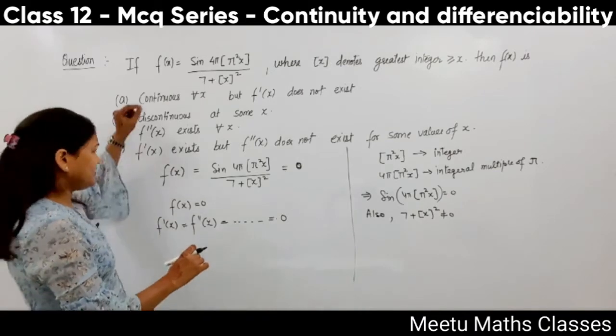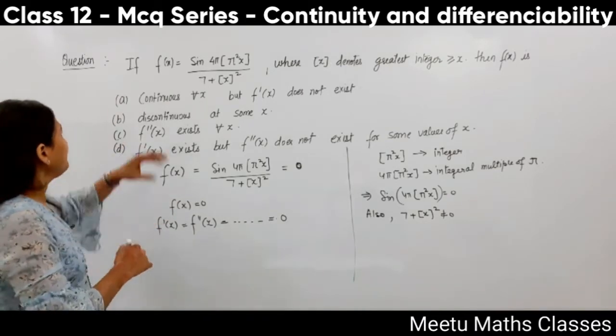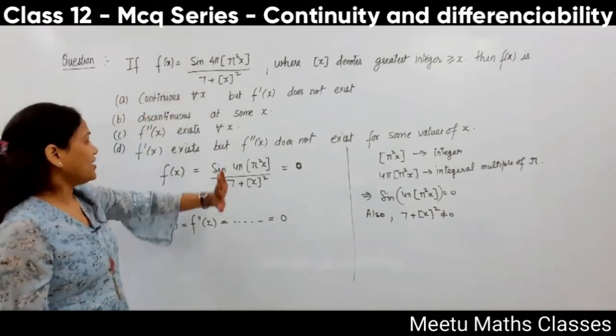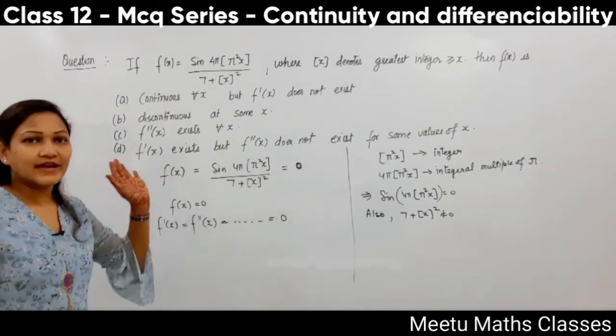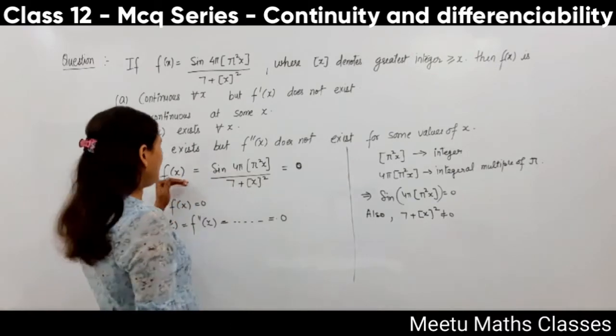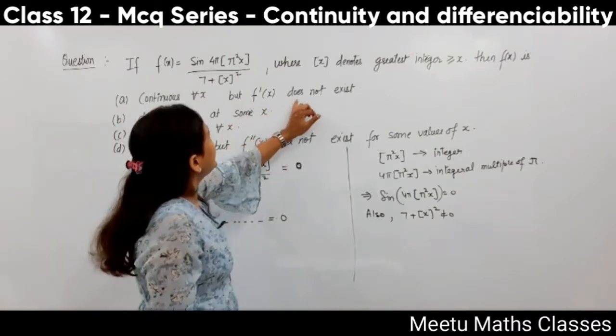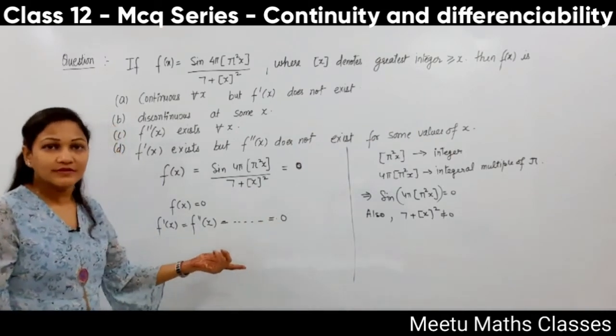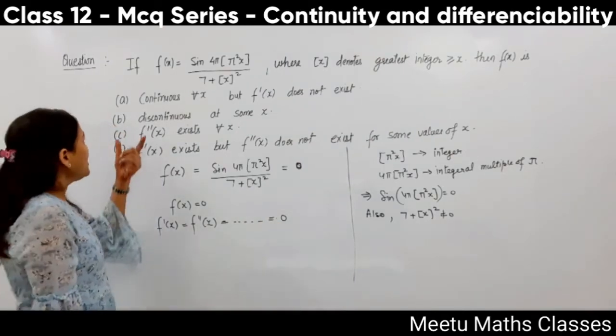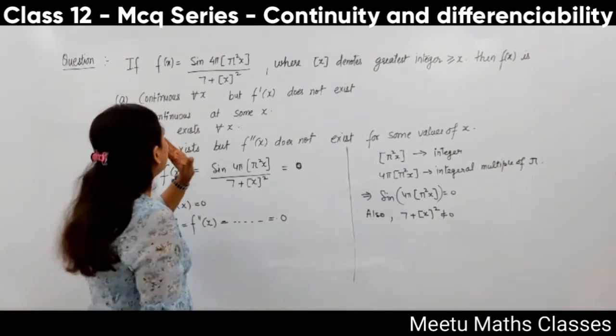Now you can try an option. First option is continuous for all x. Exactly, your f(x) is continuous for all x because it is defined as a constant function. But derivative, first derivative does not exist. No, first derivative is also defined as 0. So option A is incorrect.